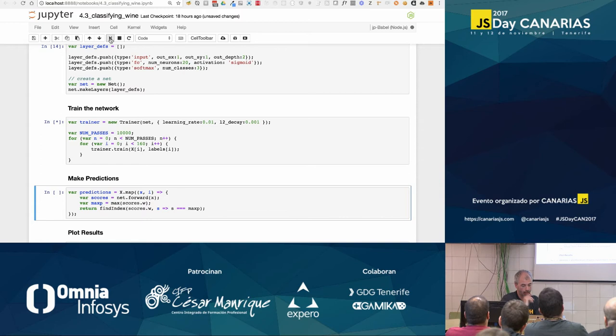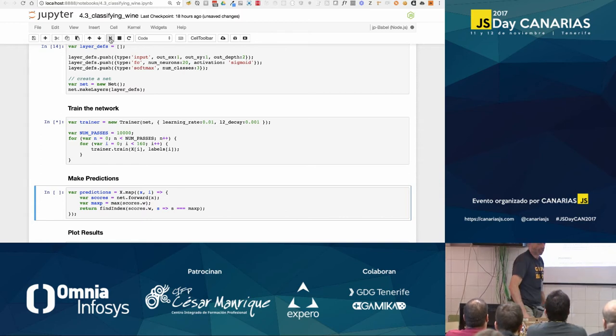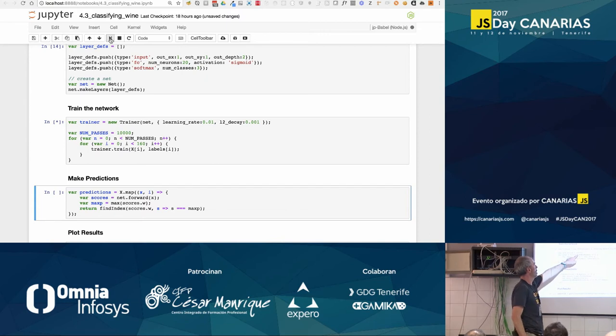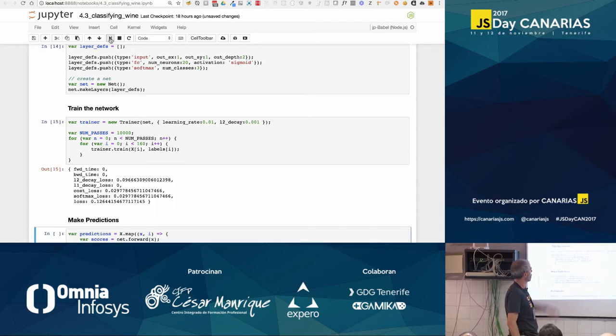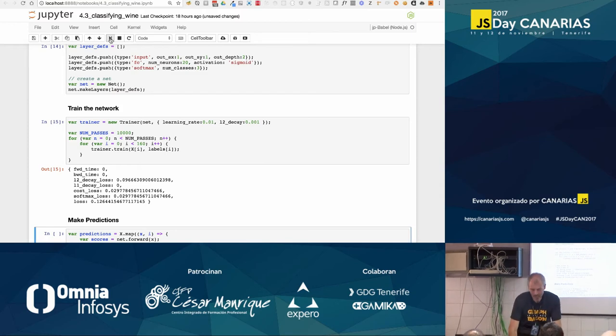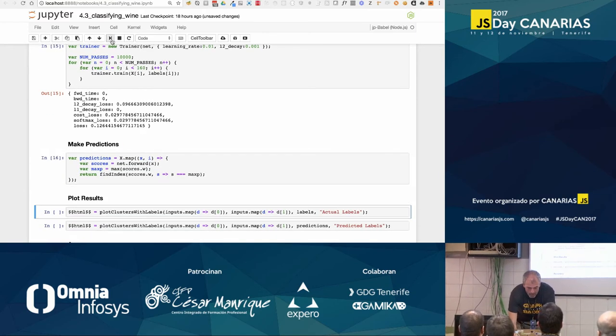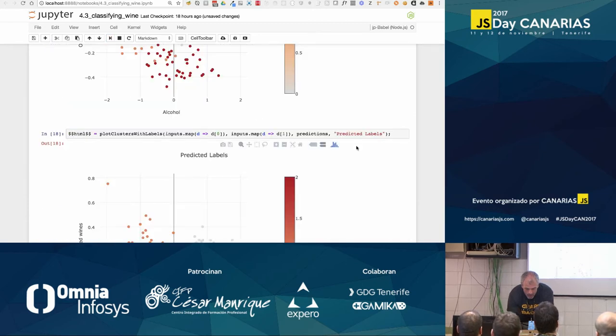We train it. It's still running. This takes a bit longer. See the star? It works with 100. I was just messing around. We're doing 10,000 passes across the whole training data set. It doesn't need that many. And we get some statistics out about how well it's trained. We then make predictions and plot the results.